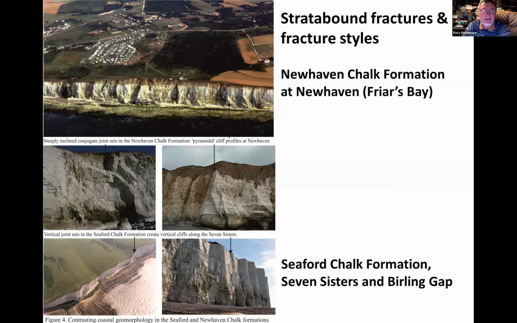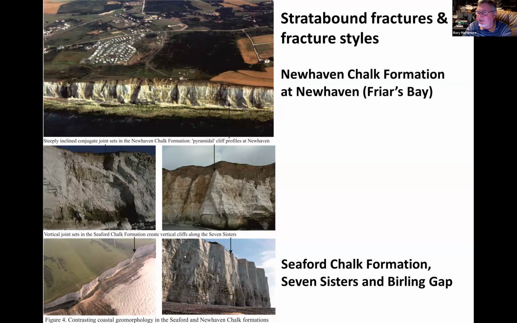So here in the New Haven chalk, you can see the influence of these steeply inclined conjugate fractures. And here again, it's closer up. But compare that to the Seven Sisters in the Seaford chalk formation, which is a much purer white chalk and doesn't have the same number of marl seams in it. And you can see you've got beautiful, clean vertical fractures, giving a cliff profile like this, which is very different to this cliff profile.